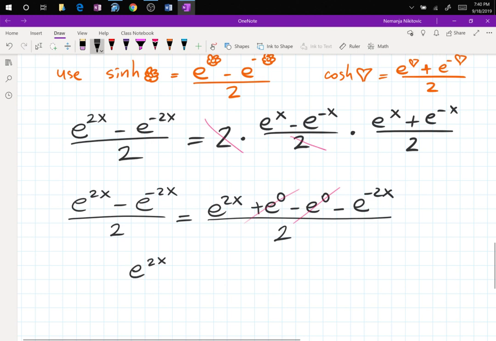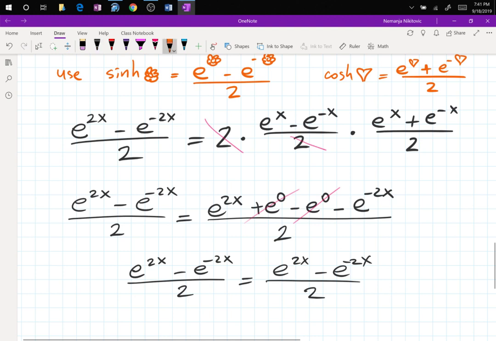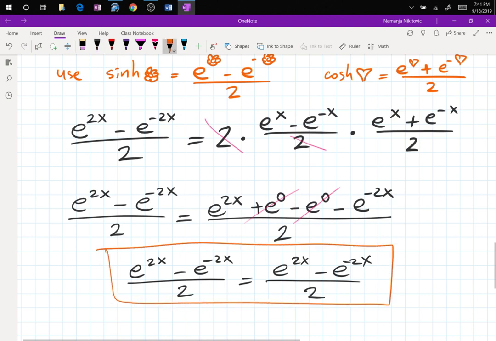Right? So e to the 2x minus e to the minus 2x divided by 2 is e to the 2x minus e to the minus 2x divided by 2. And we have the solution.